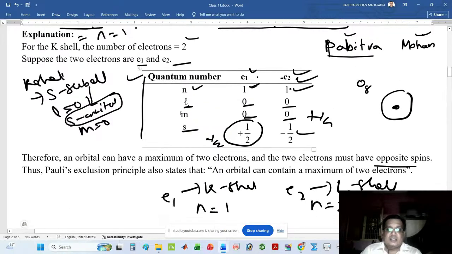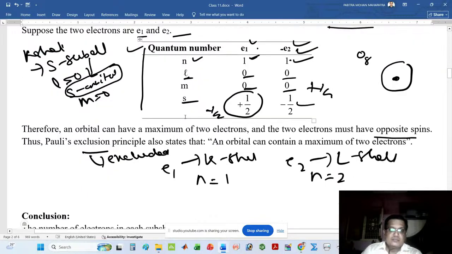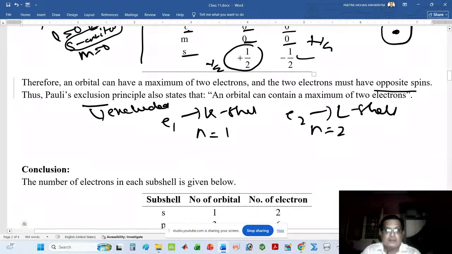Look at that. In an orbital, what is the maximum number of electrons present? Two electrons. If you think about a third electron, then the third electron is excluded from the orbital. Since Pauli's exclusion principle is based on a maximum of two electrons, it cannot accommodate a third electron in an orbital. That's why this principle is termed Pauli's exclusion principle, because it excludes the third electron.